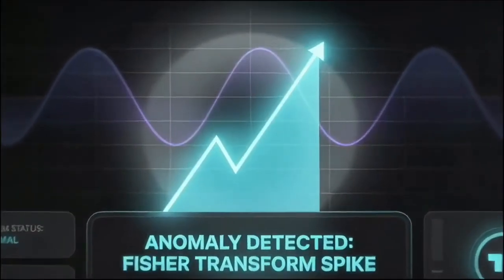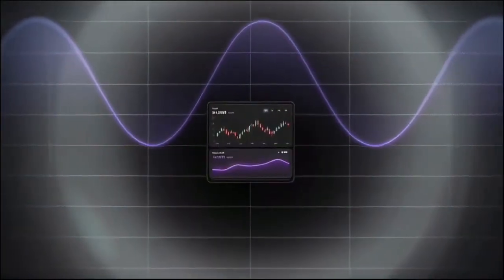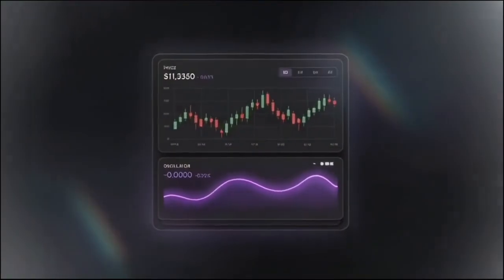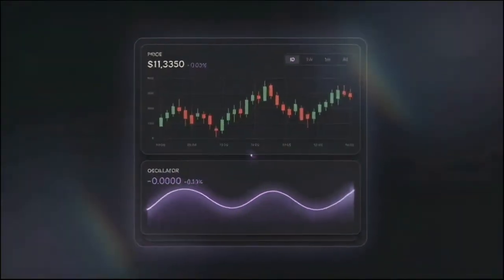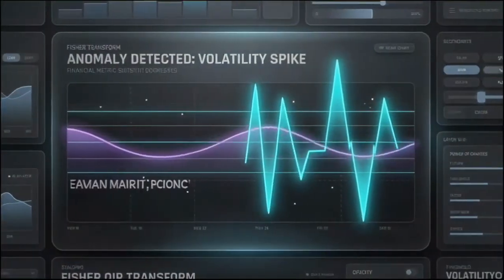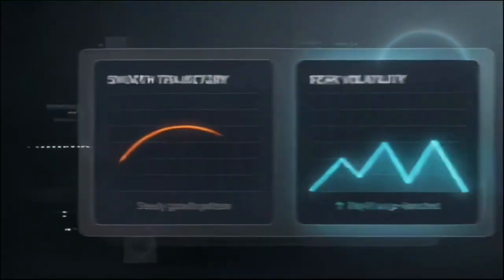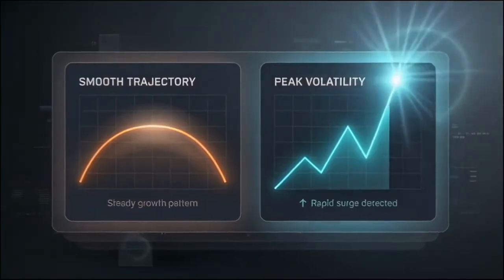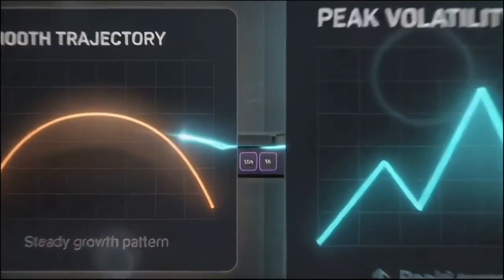Most oscillators mumble. The Fisher transform shouts. It takes ordinary price data and mathematically reshapes it so that turning points stop looking like gentle curves and start looking like sharp, unmistakable spikes. That is the entire purpose of this indicator. Where the relative strength index rounds off at a top, the Fisher transform snaps.